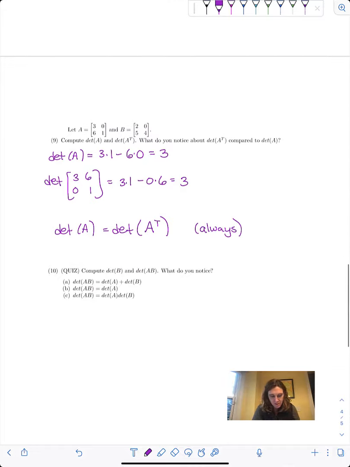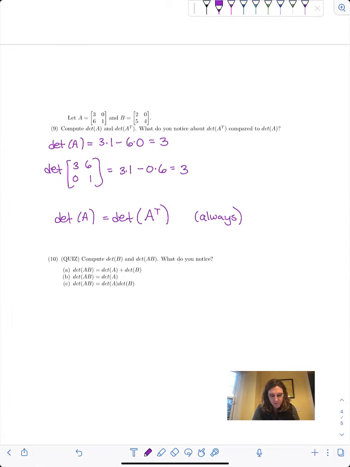And now let's do, okay, this is our quiz, so I'll try not to do this one for you. Compute the determinant of B and the determinant of A. So the B is still the same B up above. And see which of these 3 situations is happening.